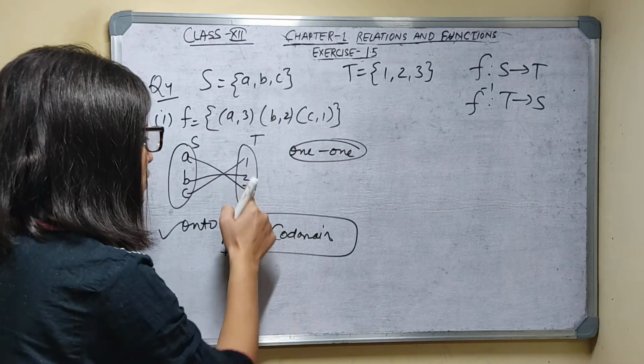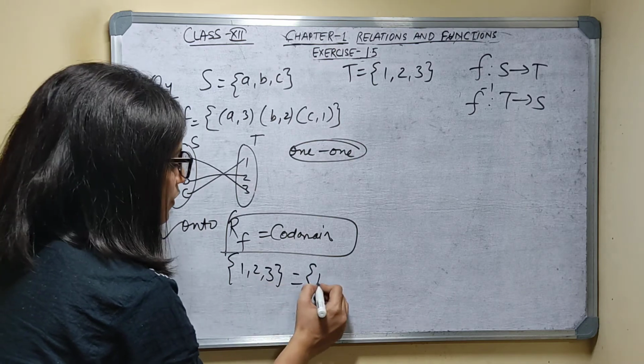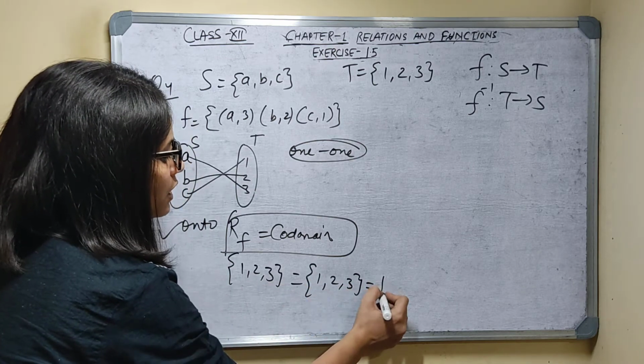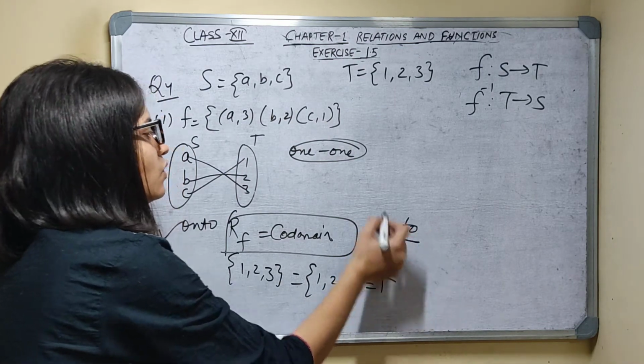Range of the function is what? 1, 2, 3. 1, 2, 3 is equal to what? Codomain is also what? 1, 2, 3. Codomain is equal to what? T. So this is onto also. Both. So it is 1-1 also.